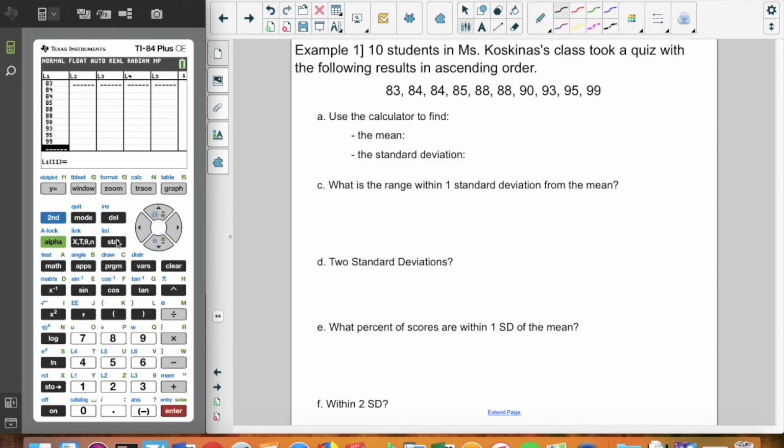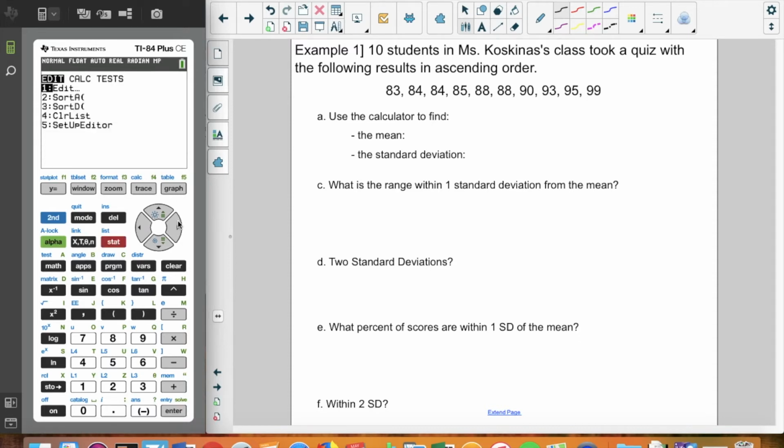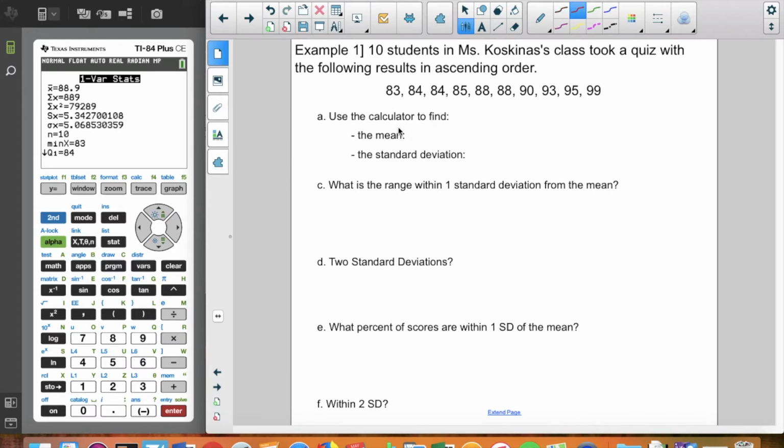Okay, once you type them all in, you go back to stat, you go over to calc, and you press enter on 1, which is 1 bar stats. So then you go down to calculate. You can either press enter or scroll down. Just make sure you press enter on calculate. Now you need to know which are your points that you are using. Okay, so first things first, our mean is this x bar. So our mean in this case is 88.9.